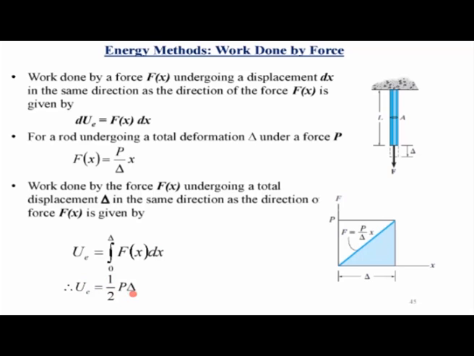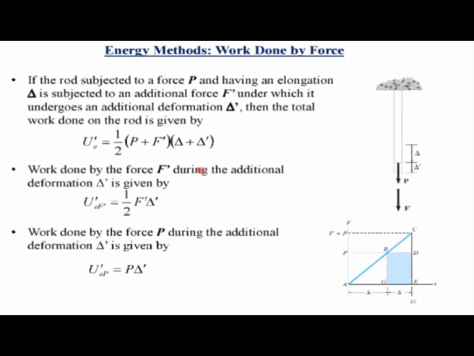half P times delta. So in other words, if you plot the deformation of the bar with respect to the force, you will see that the force is increasing from 0 to a final value of P, for a final deformation of delta. So this straight line represents the load deformation relationship of the bar, and the external work that has been done by this load P to deform this bar by an amount delta is given by the area of this triangle, which is half P times delta.